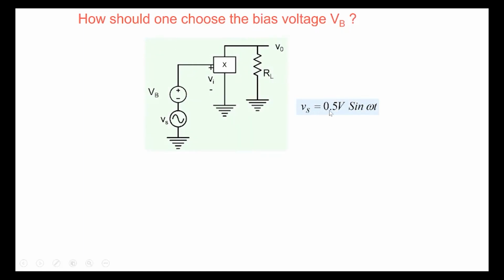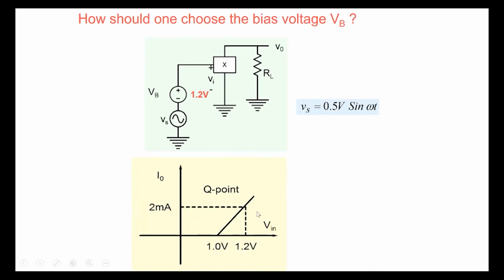So we have a signal Vs is 0.5 sin omega t. Suppose we apply a bias voltage of 1.2. Note that our threshold point is 1 and we apply a bias voltage of 1.2, so we are in this particular region here. But in addition to VB, we have this VS here. So let's see what happens.